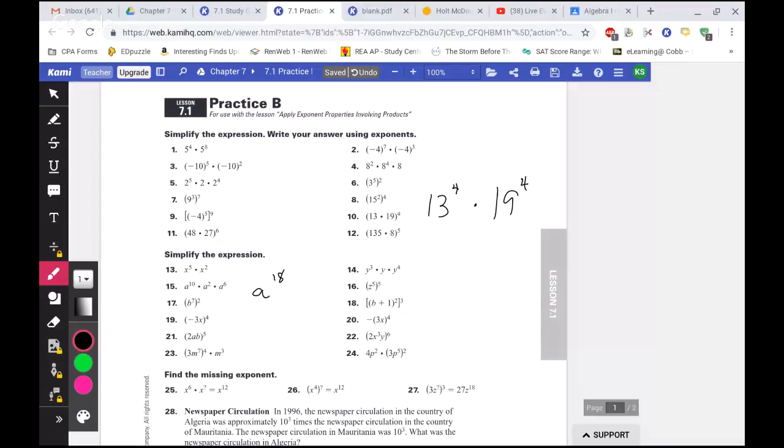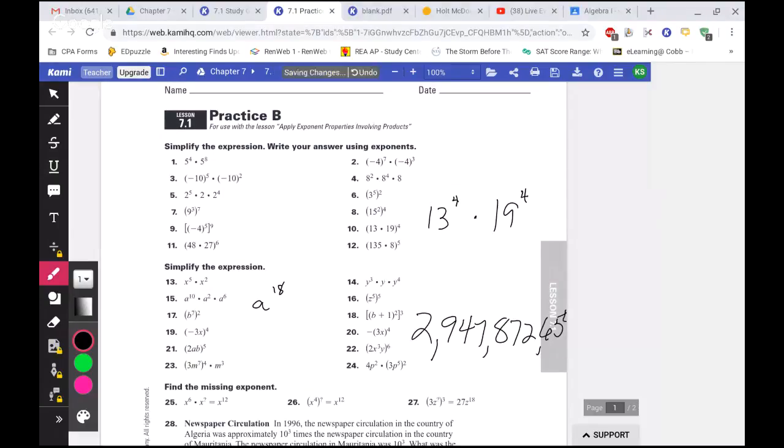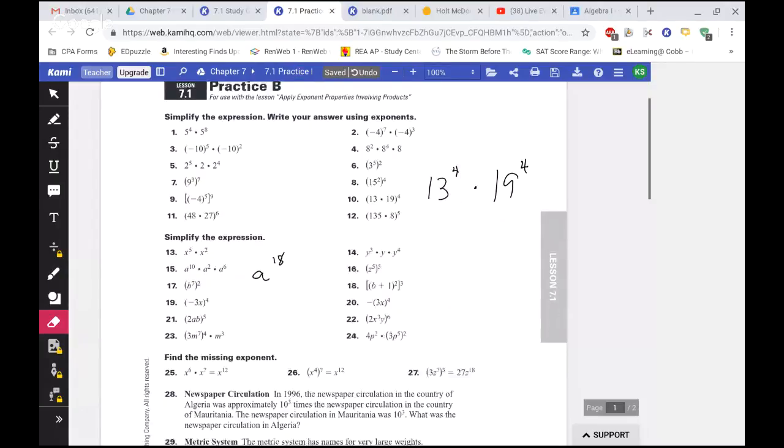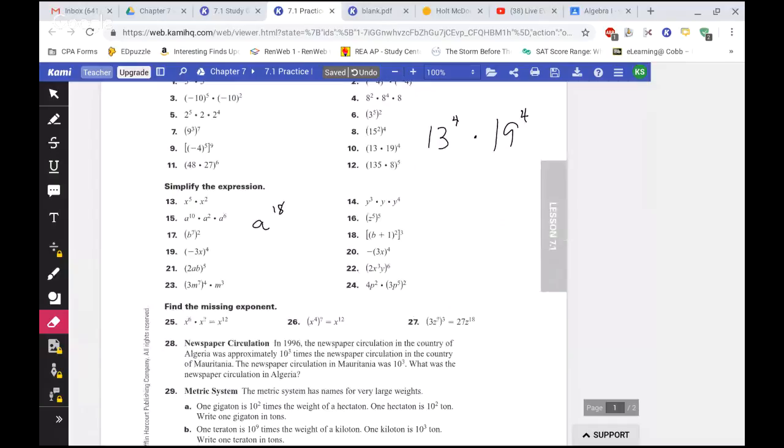Because if you did 13 to the 4th times 19 to the 4th, you're getting in those big numbers. And remember, I said one of the reasons that we do exponents is to kind of shy away from the bigger numbers. This helps with that, instead of writing a number like 2,947,872,654. Instead of writing that number, you can write things like this. Does that make sense? It just keeps things a little neater when you're working with really ginormous numbers.